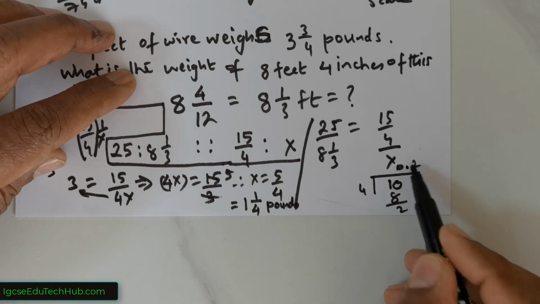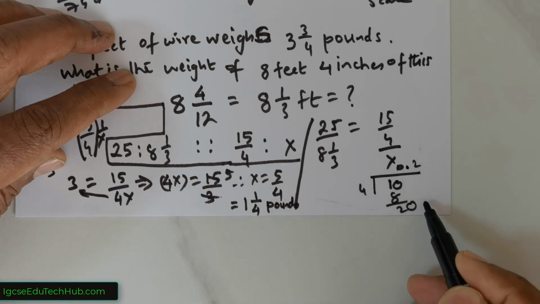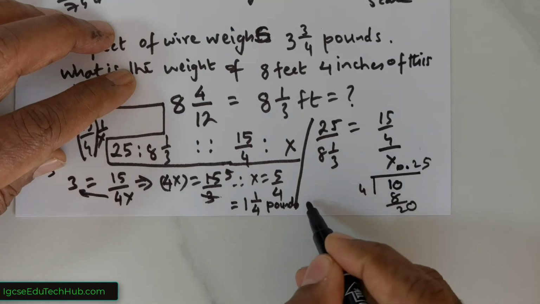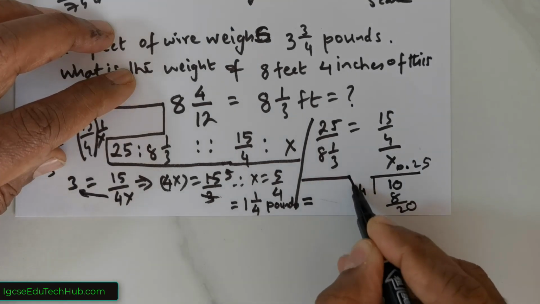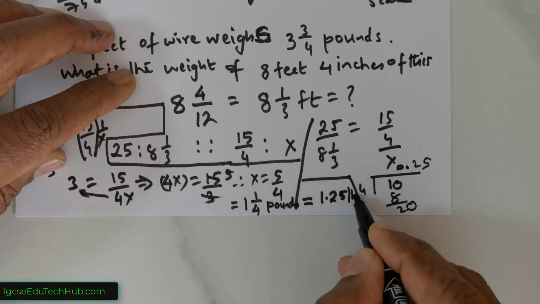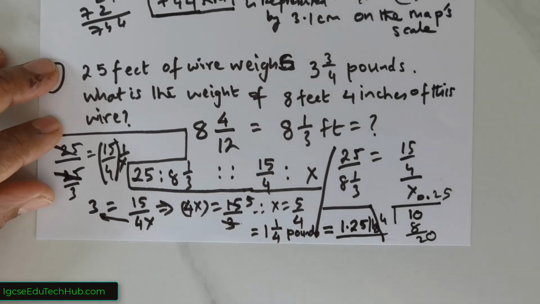Since you had placed a decimal point, you can add a 0 here. So 4 divides 20 5 times, so 0.25. So take the 0.25 and add it to 1. So this is going to be equal to 1.25 pounds. Okay, so that can also be a representation for this question.